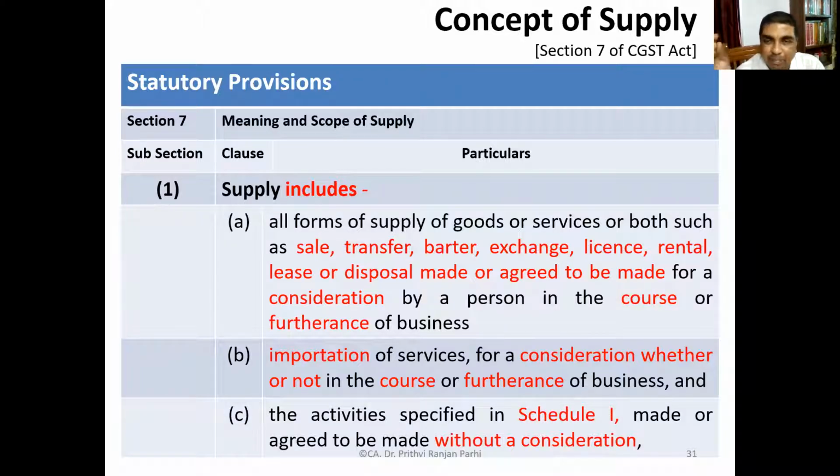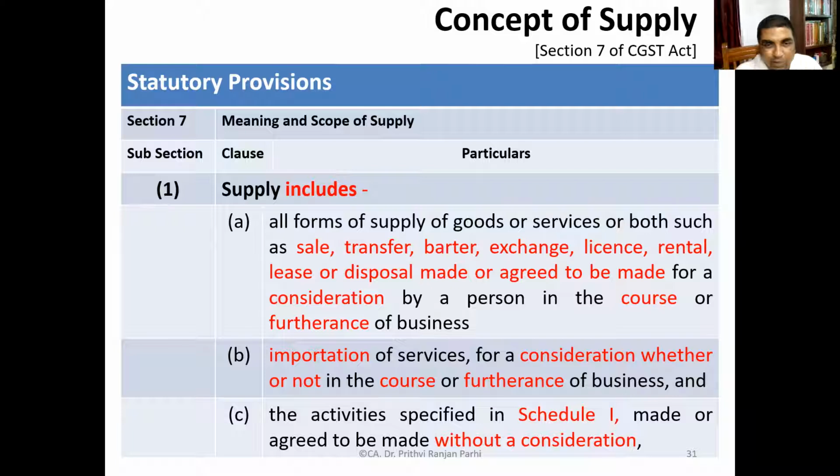And it has to be made by a person in the course or furtherance of business. So it should be in the course of business, or it should be in the furtherance of business. So in connection with the business, this sale, transfer, barter, exchange should have been made for a consideration. That is important. So these are the key aspects. It includes so many things, but consideration is important, and nexus with business is also important.